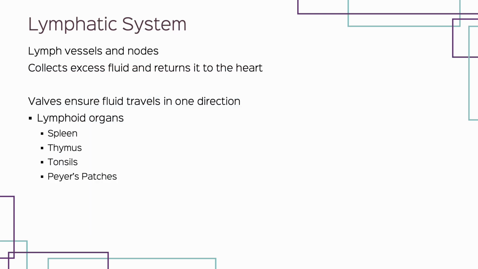Like the cardiovascular system, the lymphatic system includes a network of vessels that transports fluids. The lymphatic system is important to our body's defense system and its resistance to diseases. The lymph vessels and nodes collect your excess fluid from the interstitial spaces and return it to the heart using a series of valves. Lymphoid organs include the spleen, thymus, tonsils, and Peyer's patches of the intestines.